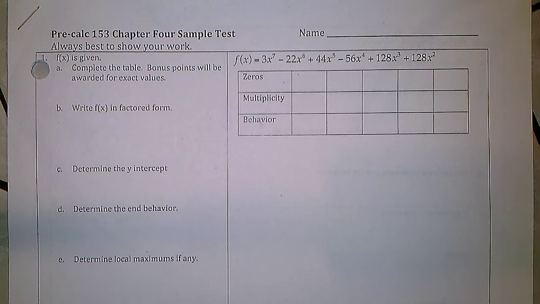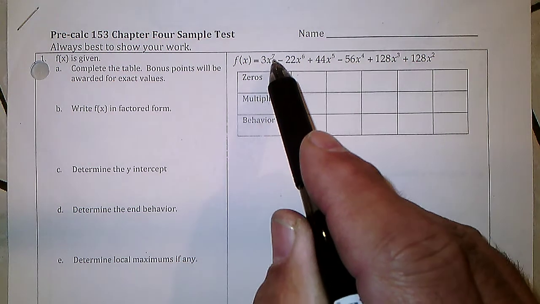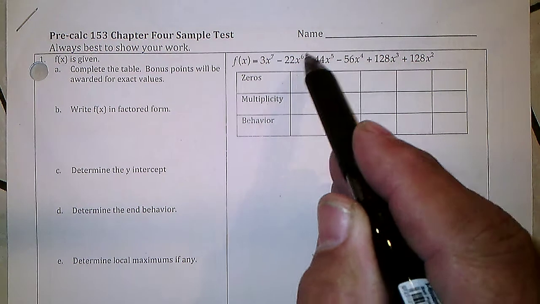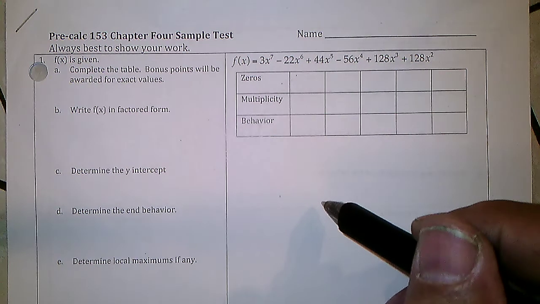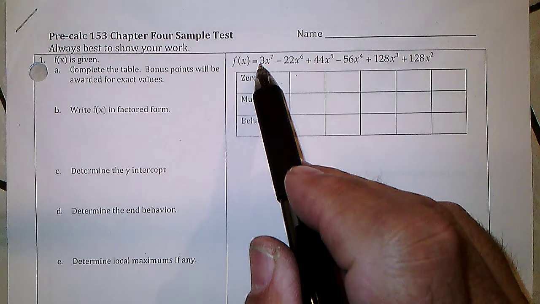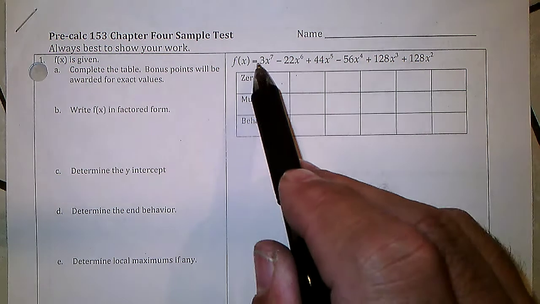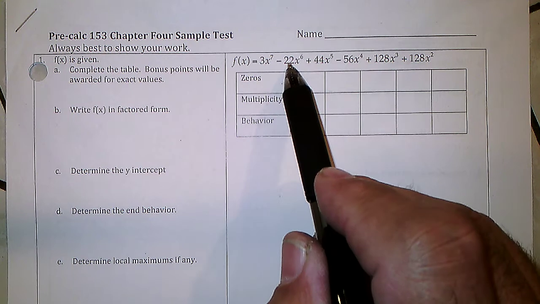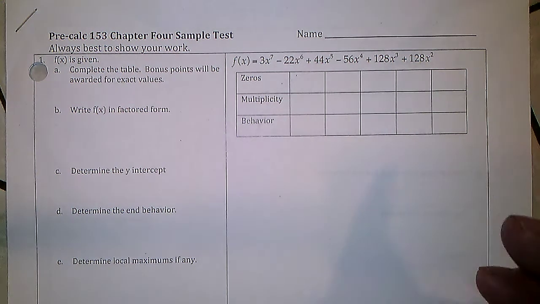All right, let's do problem number 1. So I have 3x to the 7th minus 22x to the 6th plus 44. Oh my goodness. Messy, messy, messy. One of the first things you want to do is to look and see if there's anything in common you can take out. Now 3 and 22 don't have anything in common, so it's not going to be a number, but I see an x squared in all of these.